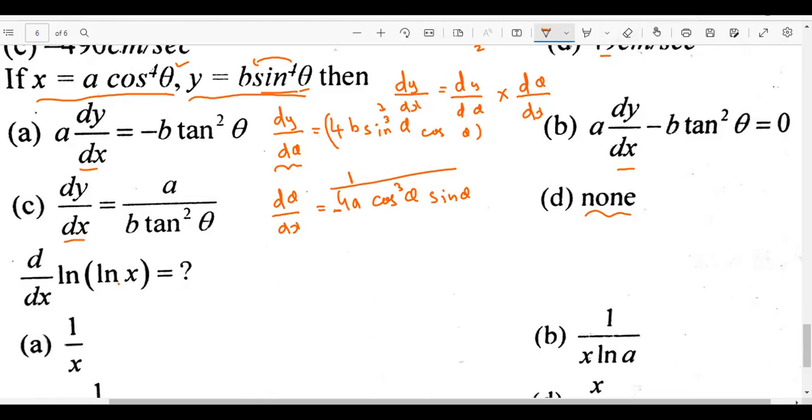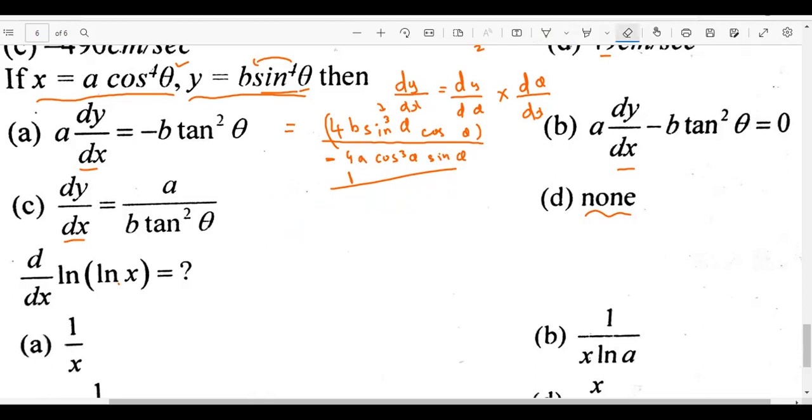I am going to write it down this way. So dy by dx equals dy by d theta multiplied by this. So it would actually be divided. It would be minus 4a cos cube theta sine theta. So I am going to erase this. And now we need to simplify this.